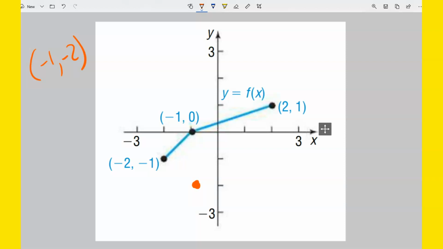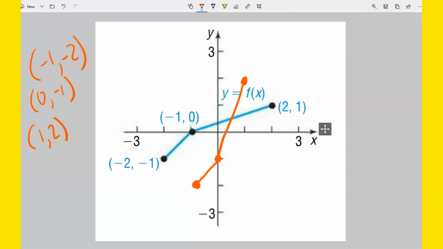And for -1, 0, it's going to be what? 0, -1. 0, -1 is right here. And 2, 1 is going to be the point what? 1, 2, which is right here. All right, let me try to connect those dots to draw that. Oh, that wasn't too good, was it? To draw that graph.